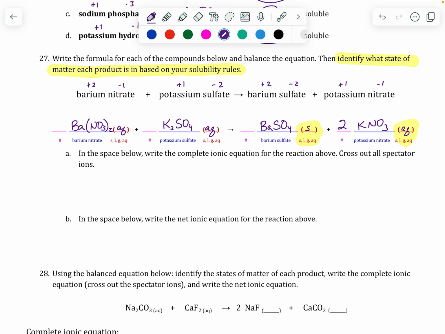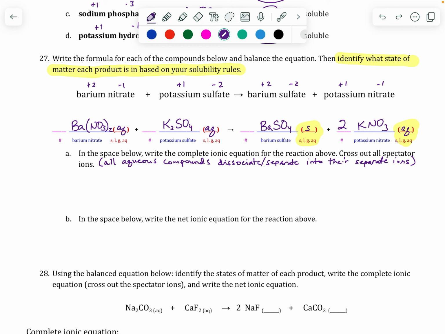And so in the space below, we're going to write the complete ionic equation. So just remember that all aqueous compounds dissociate or separate into their separate ions. All right, and so anything I see that is aqueous, I'm going to split up into its ions.